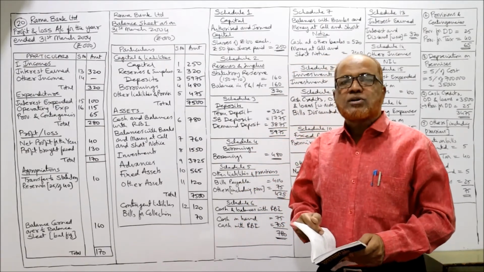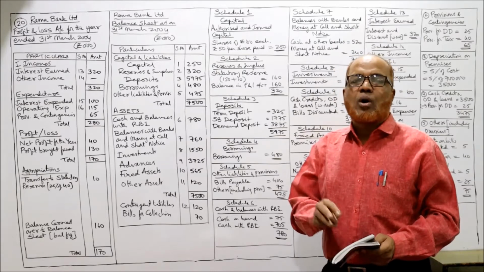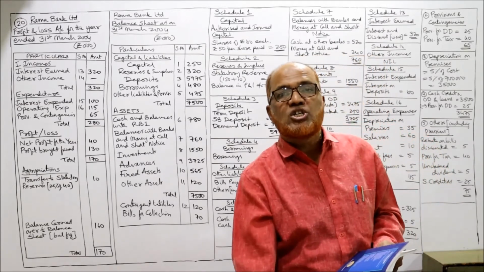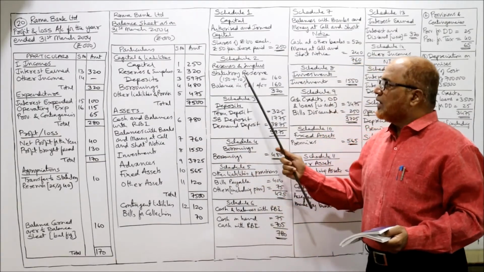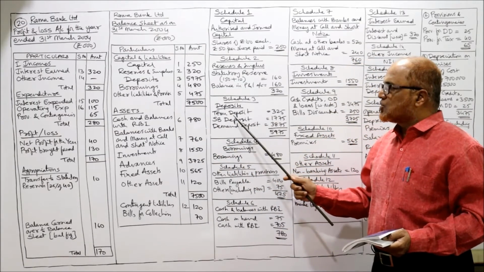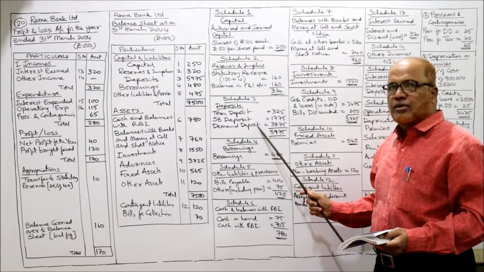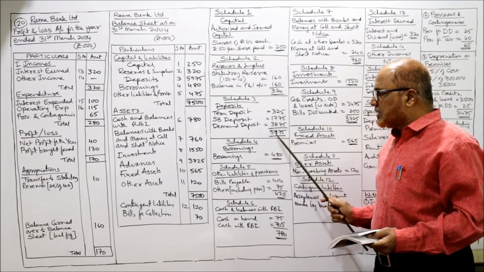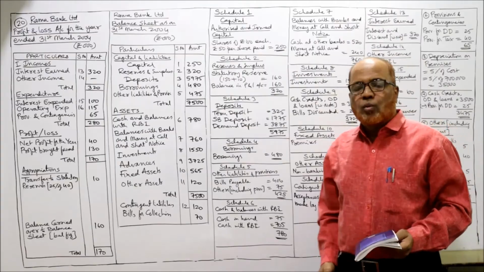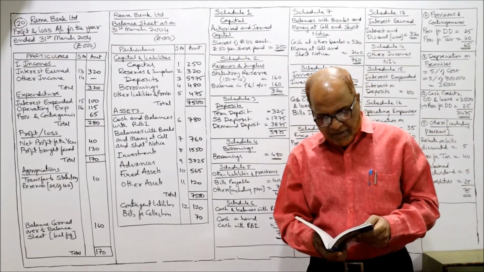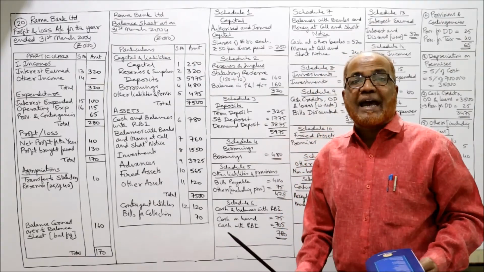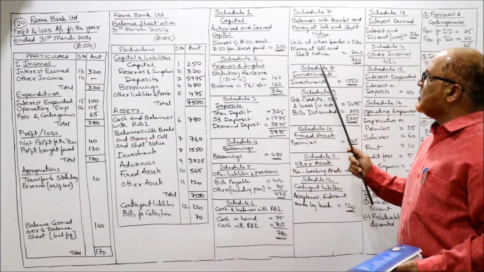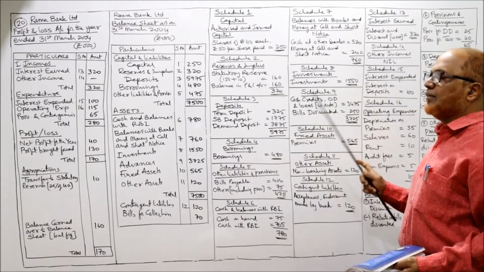Now term deposit, SB deposit, demand deposit. All three types of deposits will be taken in schedule number 3, deposits. Here you can see schedule number 3, deposits: term deposit, SB deposit, demand deposit. Take the amounts and take the total, 5975. So one item, deposits, we have completed. Next, investment 1550. Investment will be taken under schedule number 8. So in schedule number 8 you can see investment 1550.